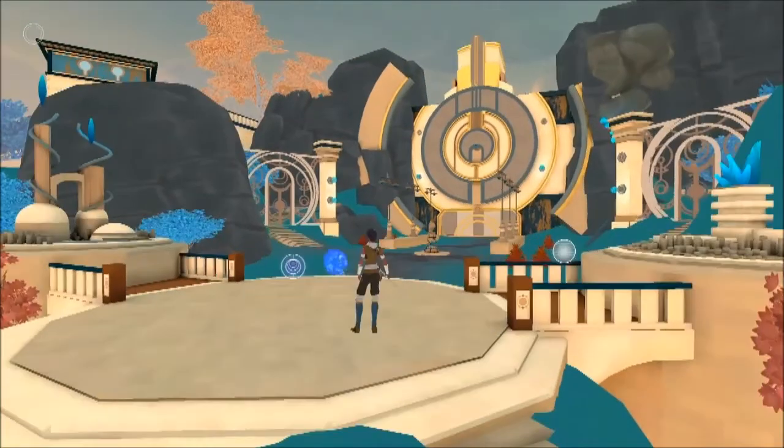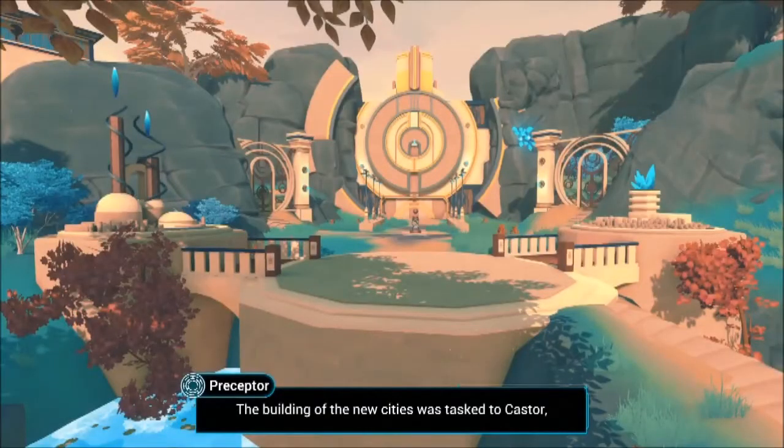But both computers. The building of the new cities was tasked to Castor, whom Callus treated as if he were a son. Working together with Callus's daughters, Castor found ways to bring the unique visions to life. Thus were built the twin cities, far beyond the walls of the citadel. End of log.